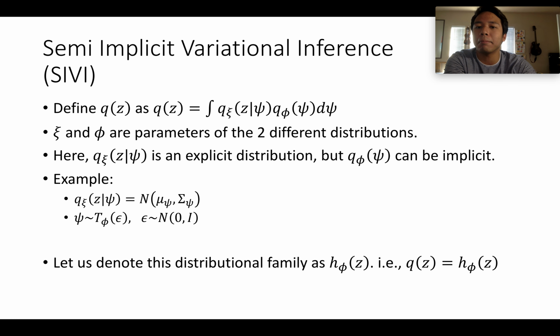The name semi-implicit comes from the fact that we have two approximating distributions. One is explicit, while the other is implicit. Now, the variational parameters that we need to optimize are phi and psi: the parameters of the noise transformation, and the parameters for the explicit distribution.